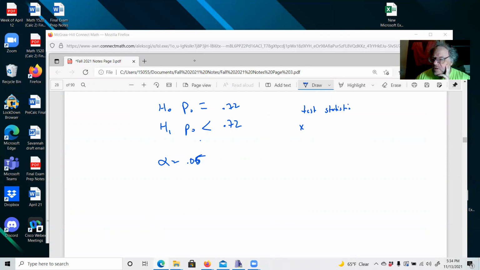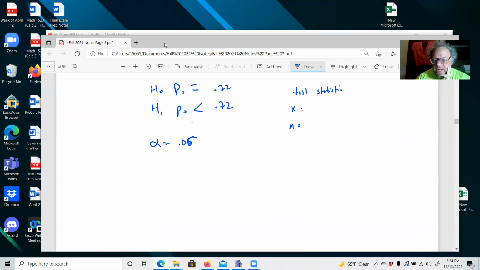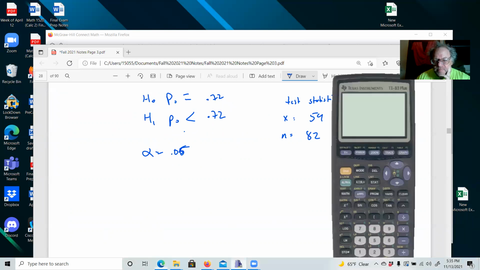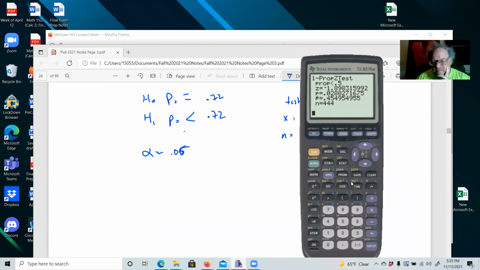Okay, what is our number that did this? What is the total number? We have 82 patients with type 2 diabetes. 59 of them experienced remission of the diabetes. Yeah, 59. Okay, we're good. So calculator time. We go to stat, then test. One sample proportion test. That's this one.